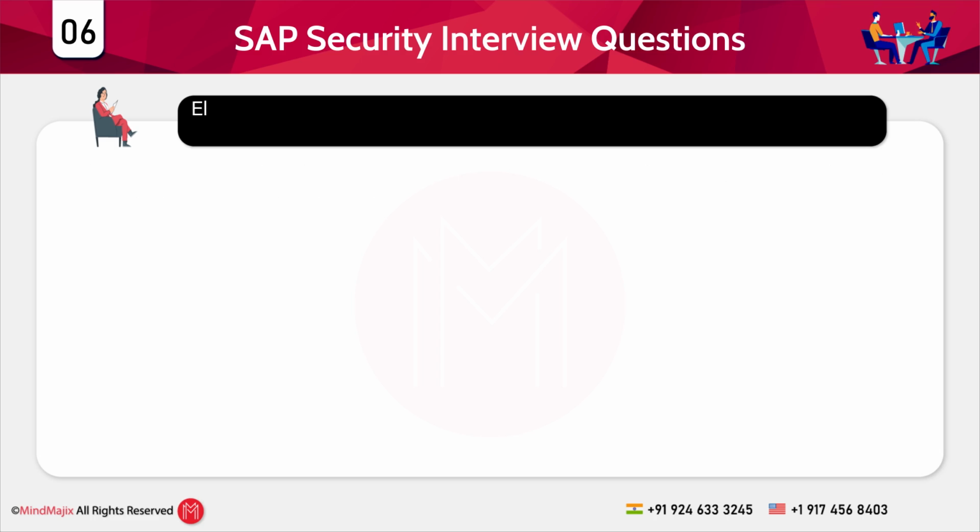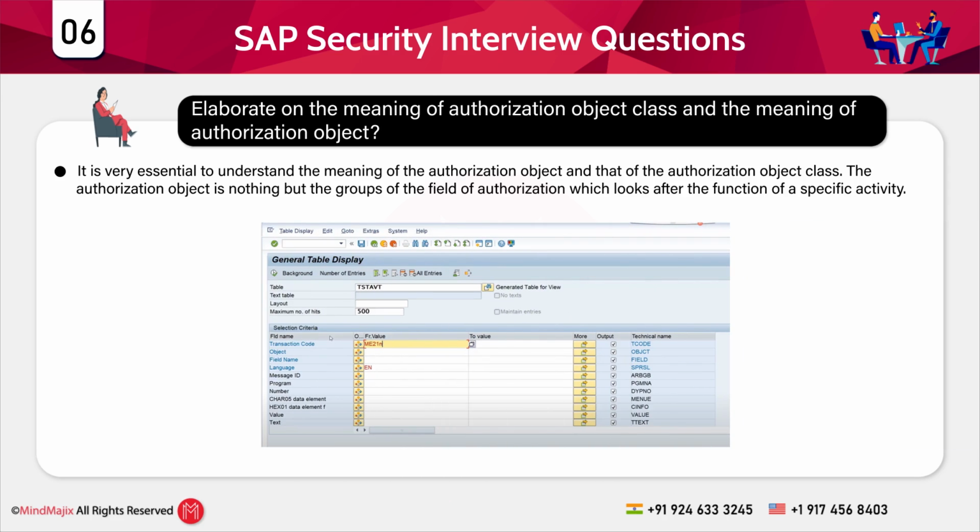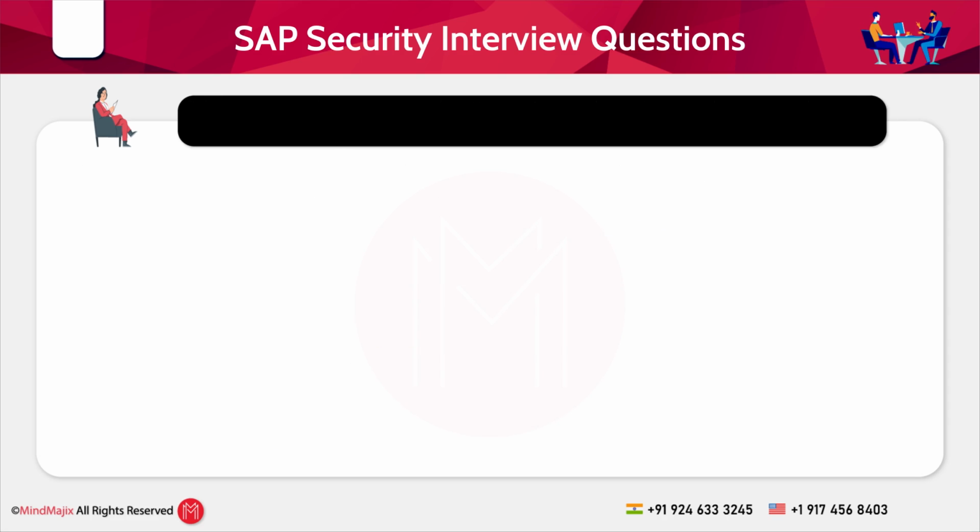The next question is, elaborate on the meaning of authorization object class and the meaning of authorization object. It is very essential to understand the meaning of authorization object and that of authorization object class. The authorization object is nothing but a group of the fields of authorization which looks after the function of a specific activity. On the other hand, authorization is related to a specific action only, whereas the field of the authorization looks after the security admin.